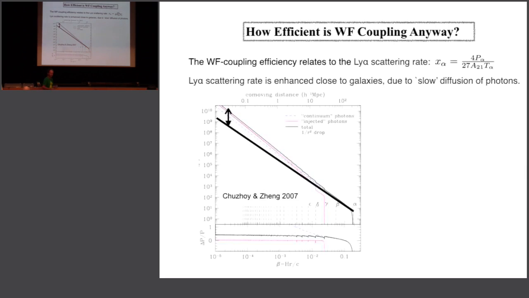So it is a trapping effect. I mean, the photons, again, are not trapped for long. It's not giving rise to a delayed escape of Lyman-alpha photons, but it is giving rise to an enhanced energy density of the photons and an enhanced scattering rate. This is from a paper by Xu and Zheng, 2007.